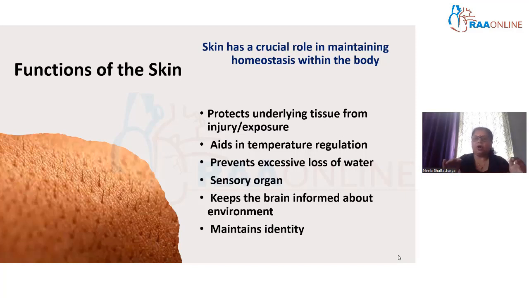The keratin on top of the skin in the stratum corneum prevents excessive loss of water and thereby keeps our homeostasis correct. It is a sensory organ. Because of that, it's an important sensory organ. The skin is the largest organ of the body, about 20 square feet. And that 20 square feet is exposed to the atmosphere, and it keeps telling the brain about what is the condition outside, whether it is warm, whether it is cold, whether there is any threat.